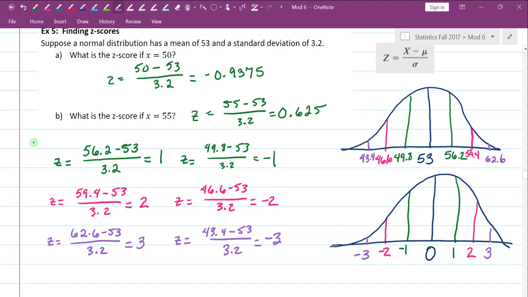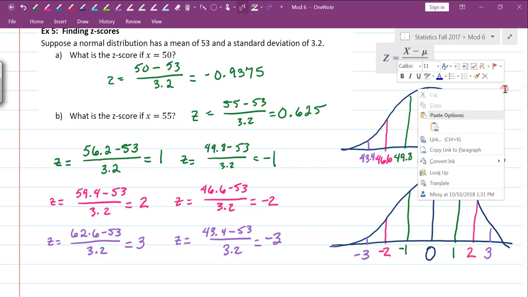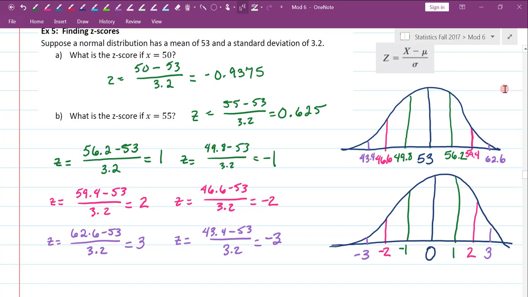So what did I just do? On the very first data set, let me grab a different color highlighter here. There we go, that's a little bit better. So on our original data set, we drew a normal distribution with the mean of 53 right in the center. Then we calculated what was 1 standard deviation above the mean, 1 standard deviation below the mean, 2 standard deviations above the mean, 2 standard deviations below the mean, 3 standard deviations above the mean, 3 standard deviations below the mean. Okay, and I marked these on our curve.